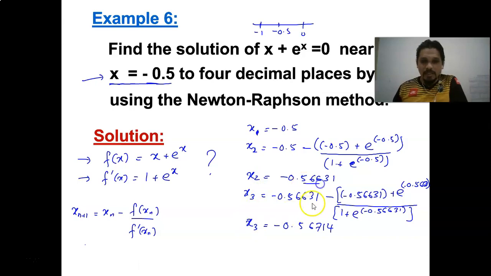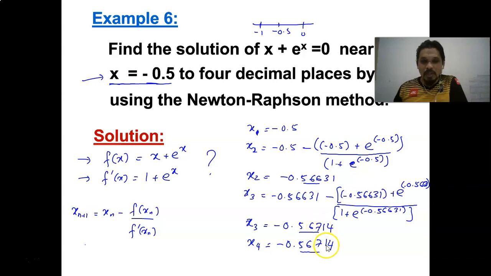So 566, 567. So we look at the 3 decimal places of these two. We compare 566 and 567. There's a difference between 6 and 7. And we repeat the process again using this value of x3 into the equation to get the value of x4, and here we get negative 0.56714.